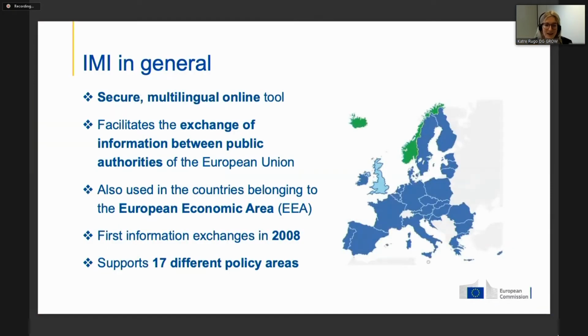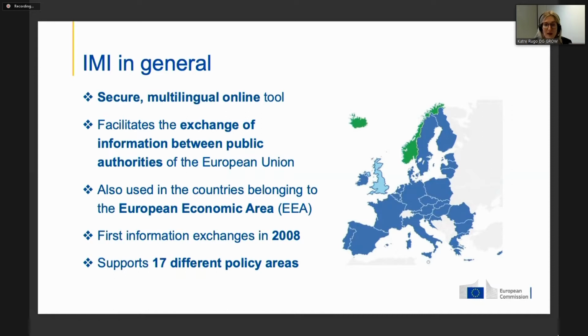Next, thank you. So what is IMI? It's a secure multilingual online tool developed by the Commission in collaboration with the member states. It's accessible in a web browser, so there's no need to download IMI on your computers. IMI's function is to facilitate the cross-border exchange of information between public authorities that are involved in the practical implementation of EU law, and that in the field of the internal market.